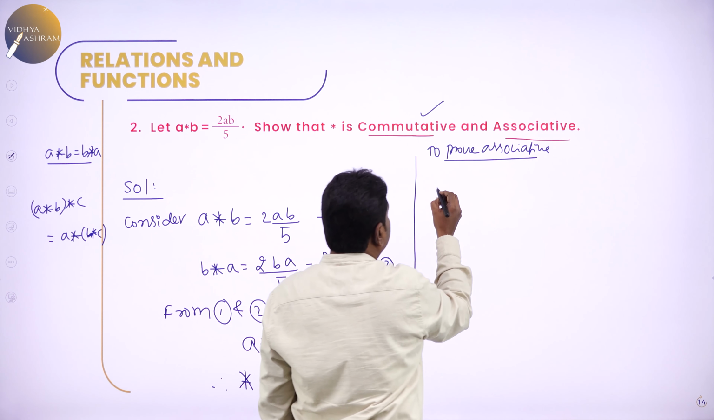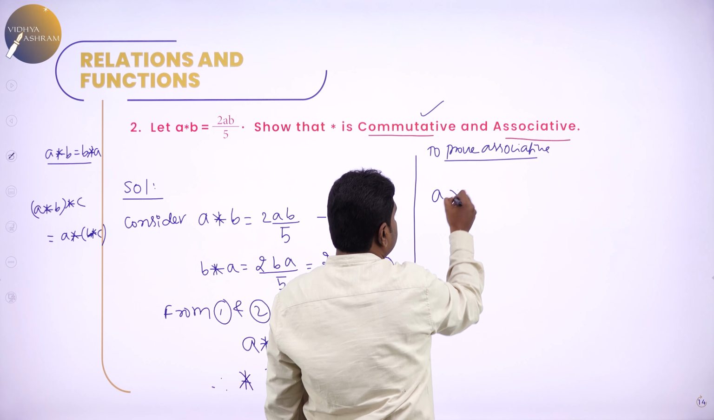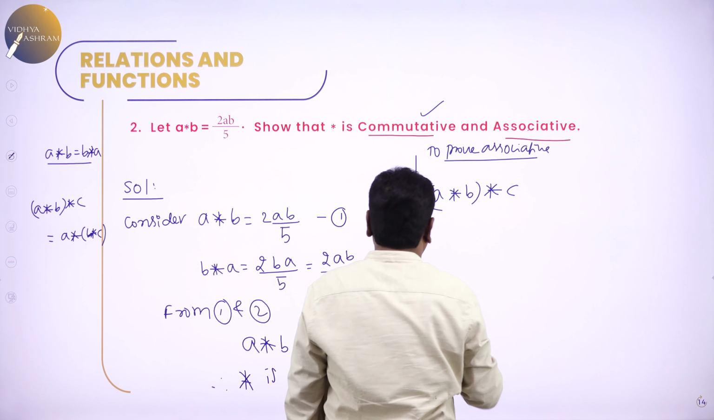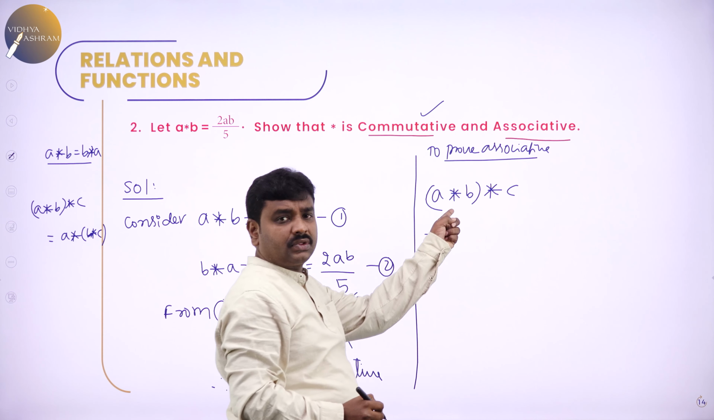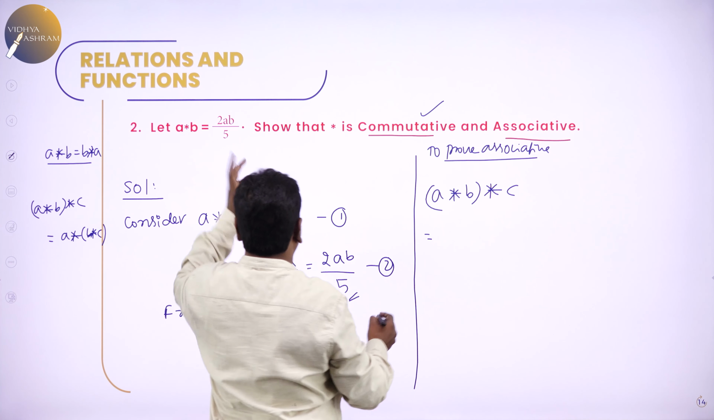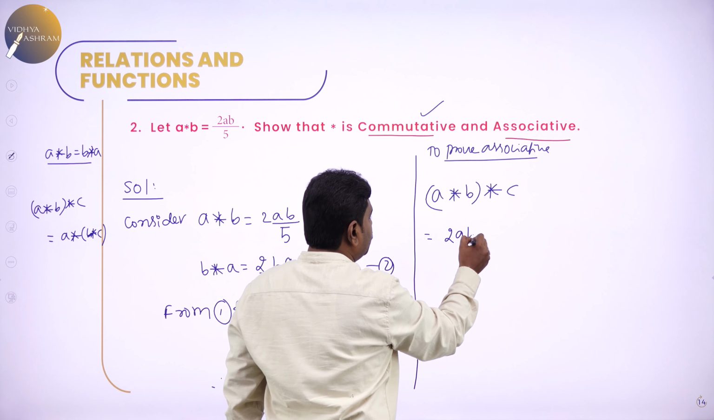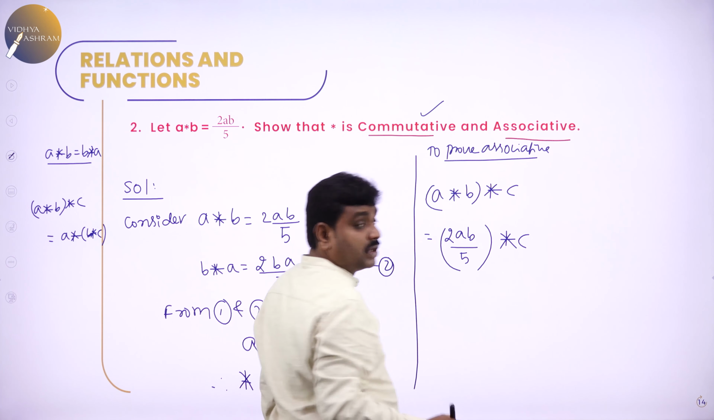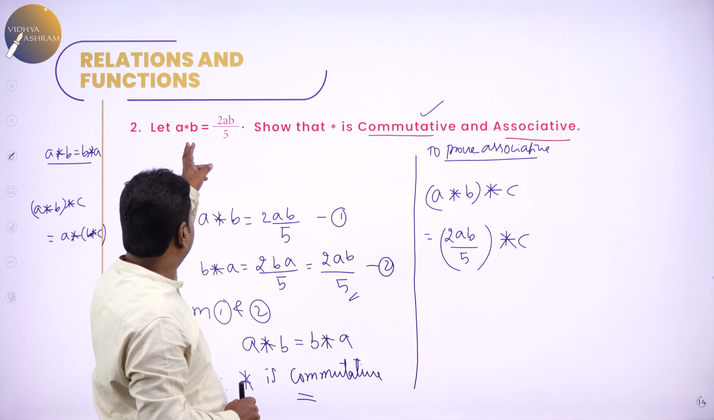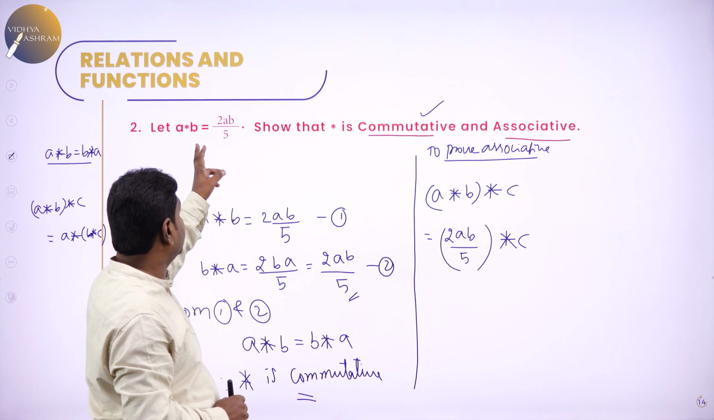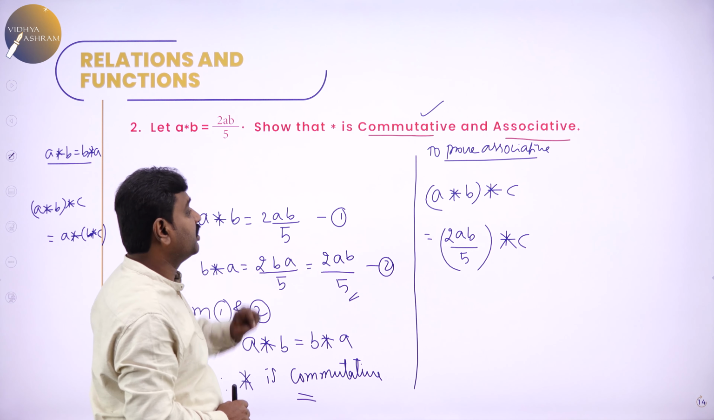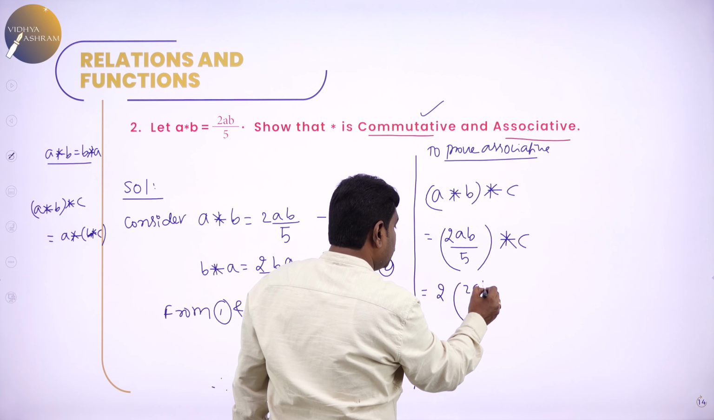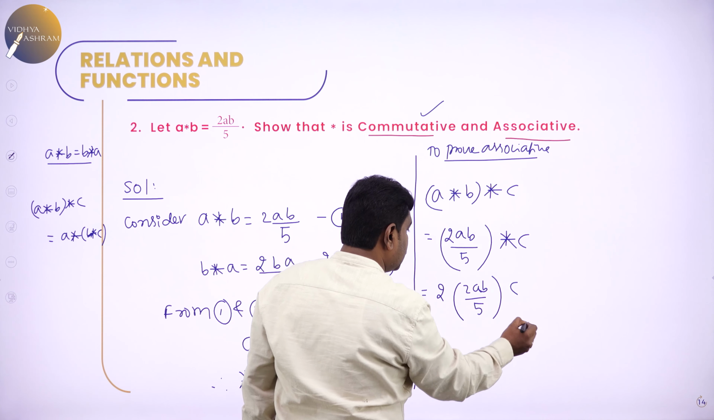How to prove? I'll take (A star B) star C. What is A star B? They have given in the problem. What is that? 2AB by 5. I'll write it. (2AB by 5) star C. Now this is important. I taught you how to read this. First element star second can be written as 2 times first into second by 5. This can be written as 2 times first, 2AB by 5, into second, C by 5.